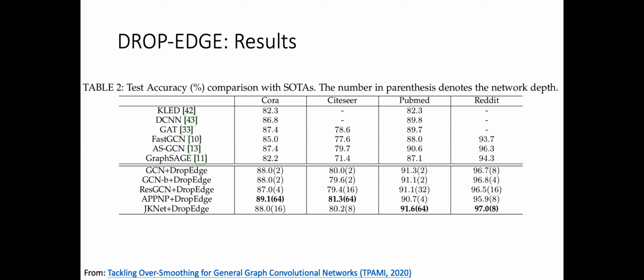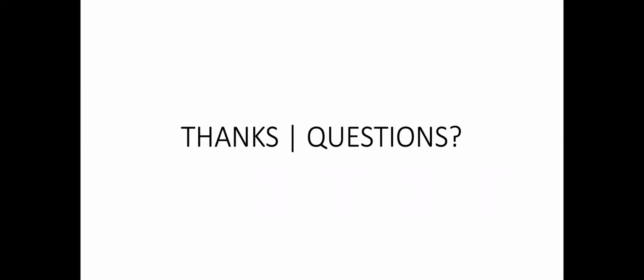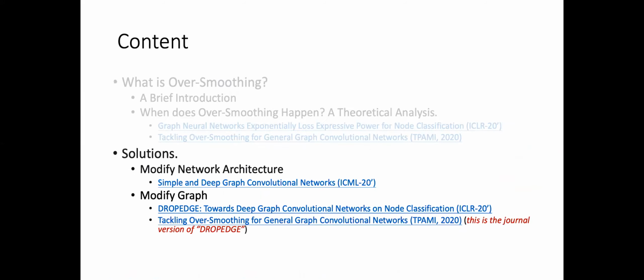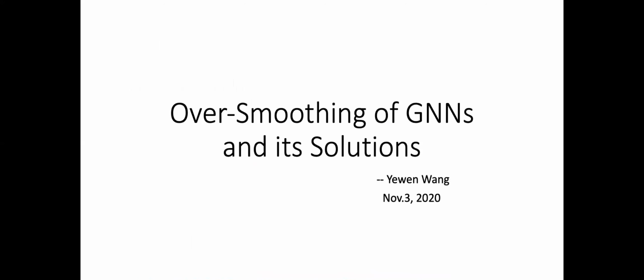And also for this table, FastGCN, ASGCN, and GraphSage can be considered as the drop node methods of GCNs. And we can see that the drop edge based approaches can outperform these drop node based variants, which somehow also confirms the effectiveness of this drop edge. Okay. So that is all for this topic. So let's use this content to do a brief review of what we have discussed today.